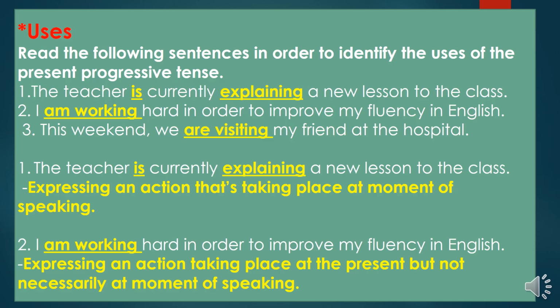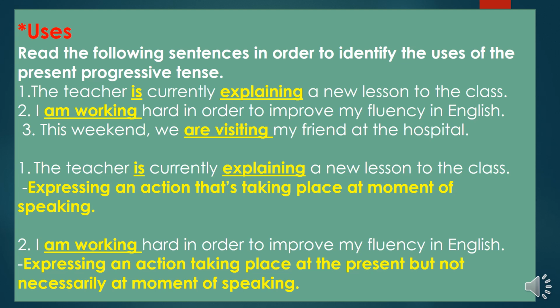First of all, let's together read these sentences to identify the uses of the present progressive tense. First sentence says, the teacher is currently explaining a lesson to the class. In this sentence, we can see that the teacher is currently explaining, or now explaining, a new lesson to the class. Let's see the second sentence.